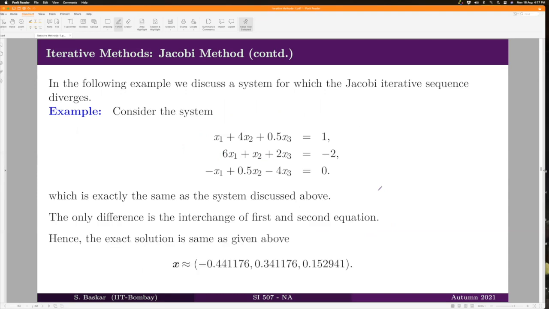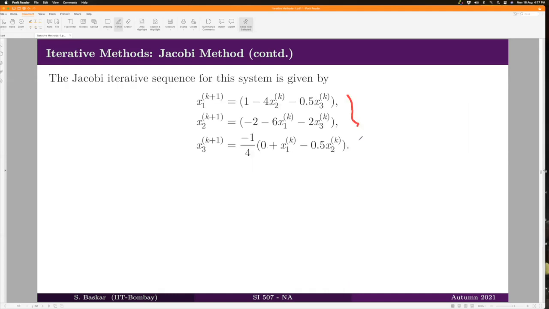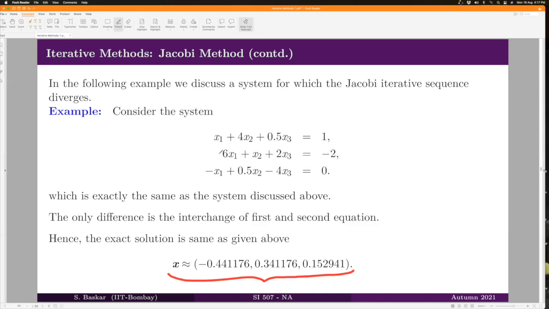Let us do the same Jacobi sequence computation with the same initial guess. Before that, let us also note that the solution remains the same. But now the Jacobi sequence formula changes, because previously we had a different formula. Remember, when this was in the first equation, it was kept on the left hand side and these two were taken to the right hand side, right?